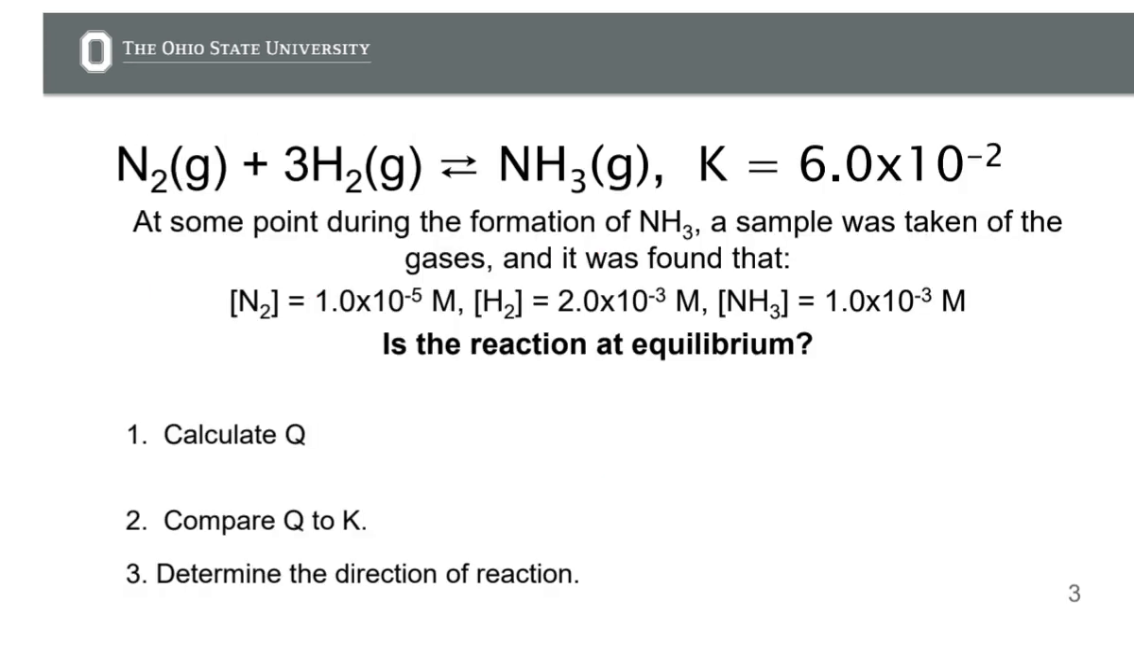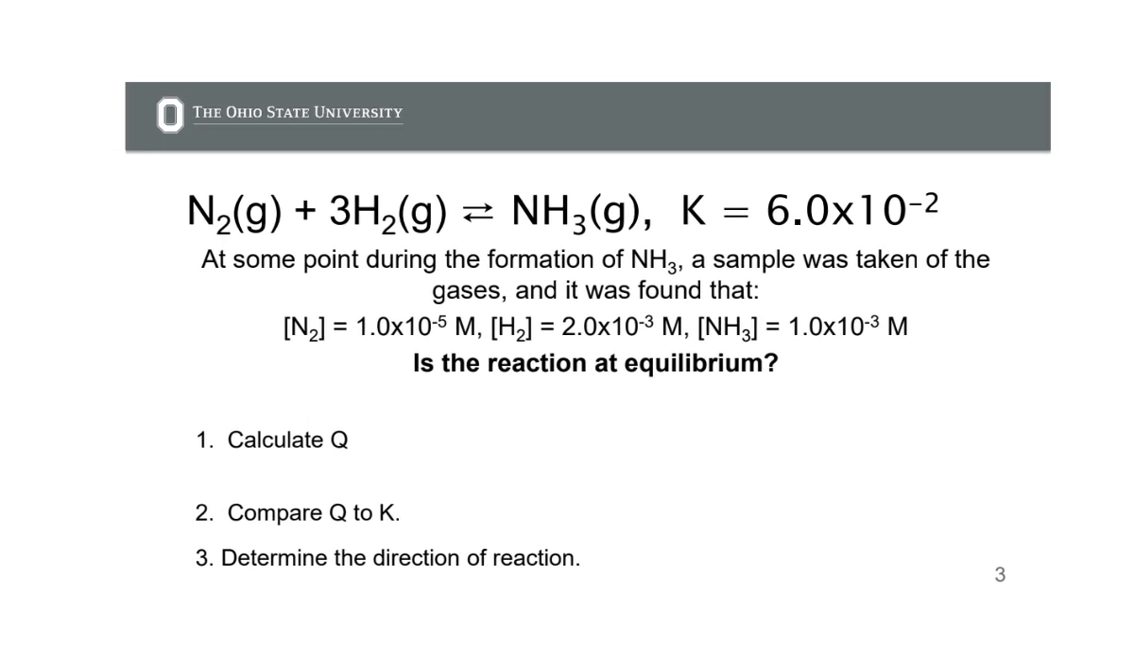So let's look at an example. Look at our formation of ammonia, which we've been looking at kind of often. It's a great reaction. What can you do? So we have nitrogen plus 3 hydrogen in equilibrium with ammonia. The K for this reaction is 6 times 10 to the minus 2, so less than 1. So it's reactant favored, right? Normally. That is not the same thing as Q, okay? Those are different things.